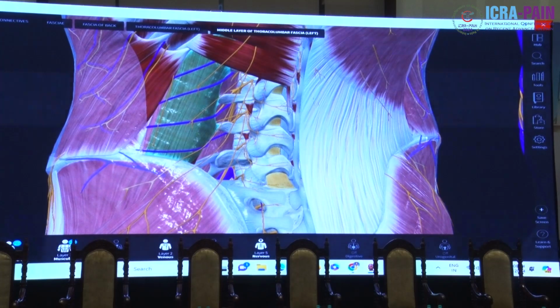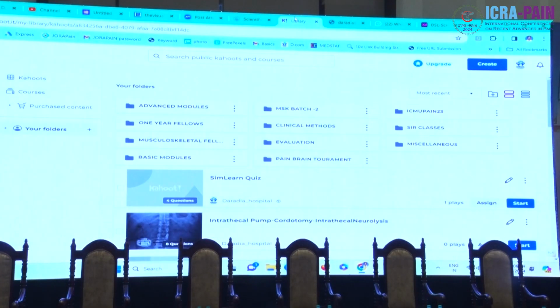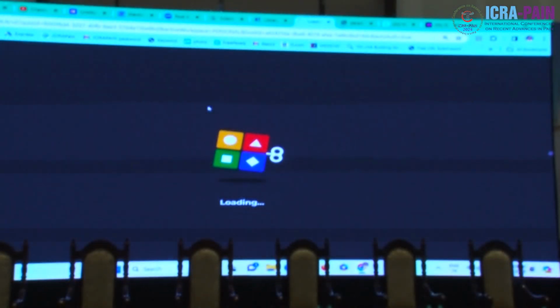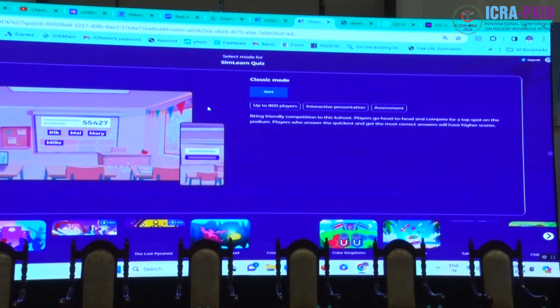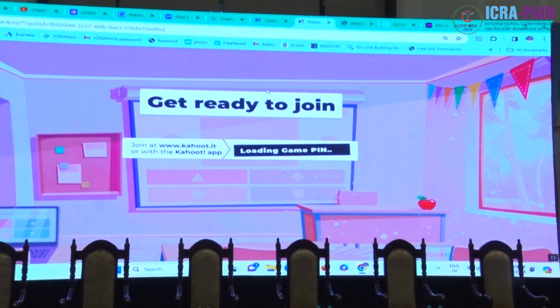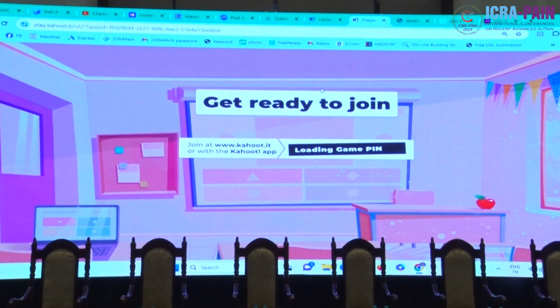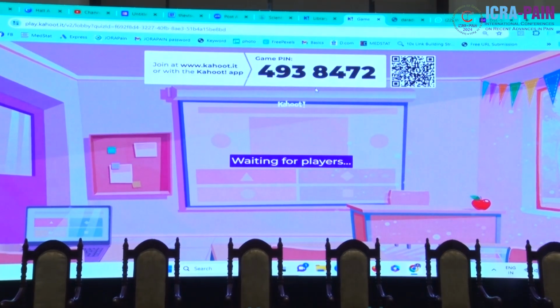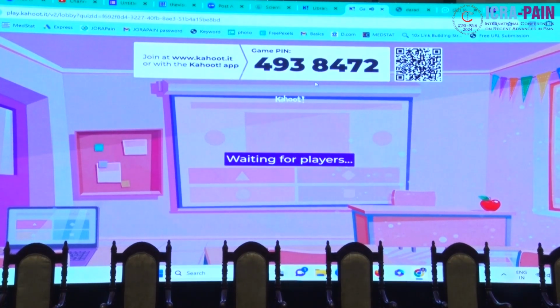But before that, as I told you, there will be one Kahoot. So all of you open your mobile and open kahoot.it in any mobile browser. Unless you play Kahoot, you are not going to get the free version of this app. You have to play Kahoot, it is mandatory. So this is the game pin. Put the game pin in your mobile.